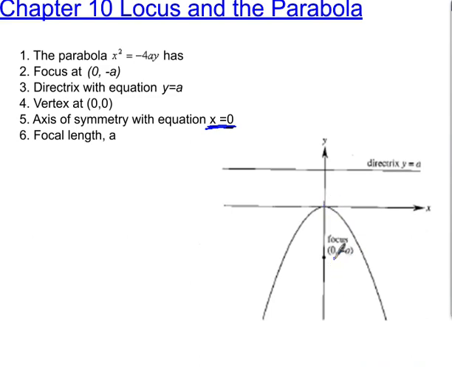Focus though has changed, because now it's concave down, the focus is 0, negative a. And the directrix has also changed. The directrix is y equals positive a. So then to draw a diagram, I would just draw a small diagram like the one on your sheet. A little concave down parabola looks like this. Focus down here, and the directrix up there.